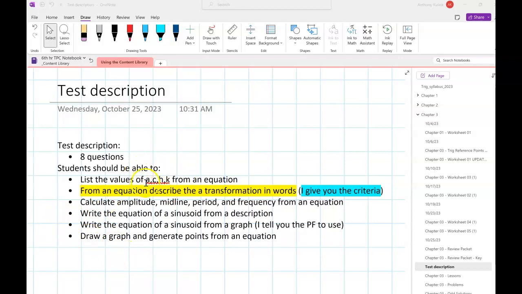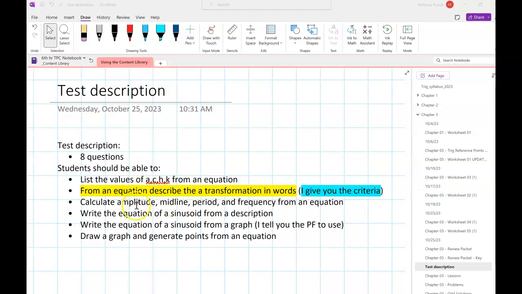You should be able to identify the values of A, C, H, and K from an equation. Should be able to take an equation and describe the transformation in words. I'll give you the criteria, like if A is greater than 0, it's a vertical stretch, that kind of thing.